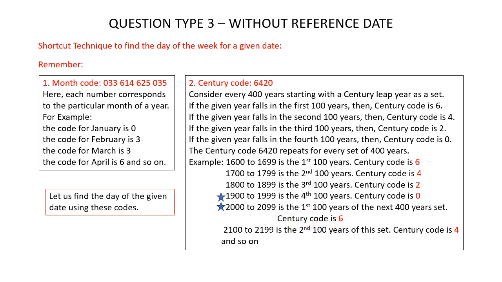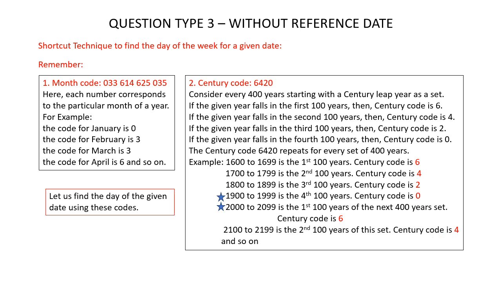The next 100 years is 2100 to 2199. So 2100 to 2199 is the second 100 years of this set. If any year falls between 2100 to 2199, then the century code for that year is 4, and so on. As you can see here, the century code 6420 repeats for every set of 400 years.